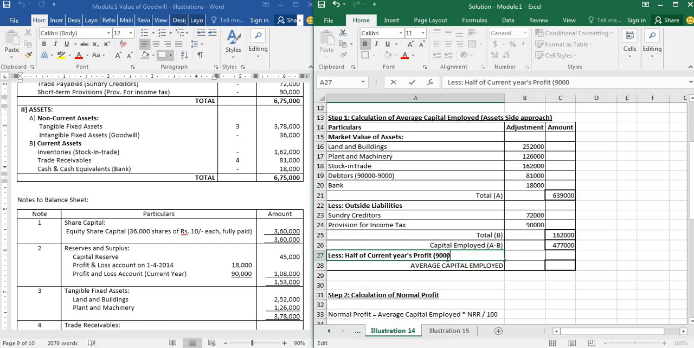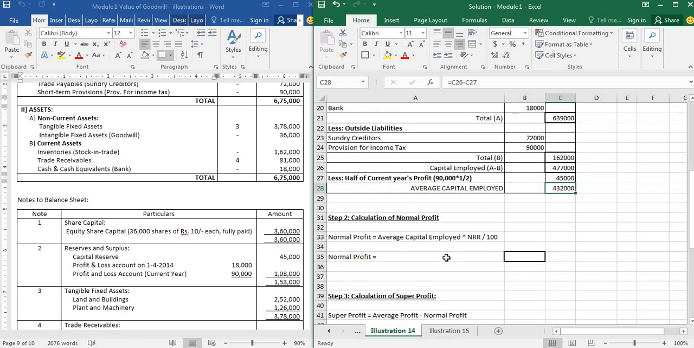So let's take 90,000 into half. This will be 45,000. See, I'll do it here for you. 90,000 into 1 divided by 2. We get 45,000. Then we'll calculate average, which is capital employed minus half of current year's profit. So we get 4,32,000 as our average capital employed.